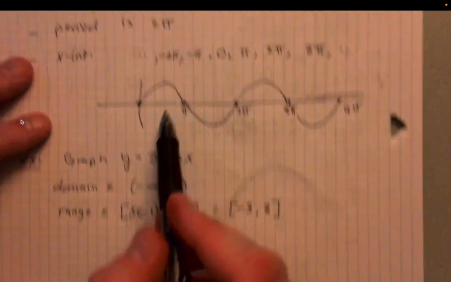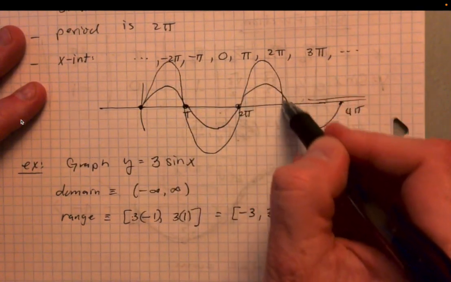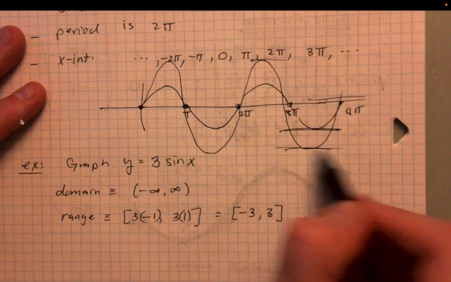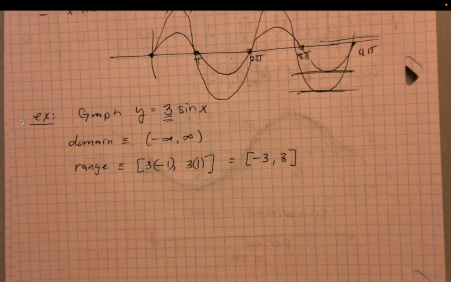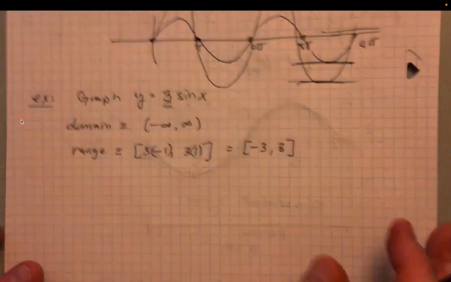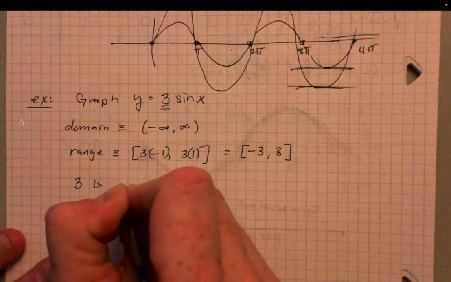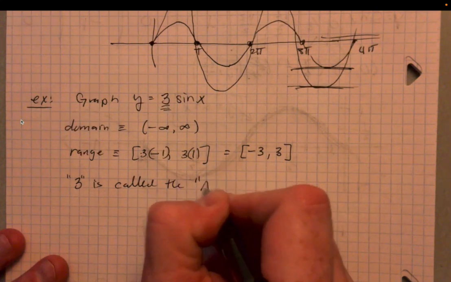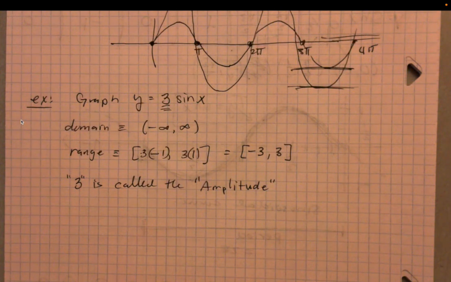So it's like we've taken this thing here and we're stretching it. It's going to be stretched out further, right? So normally it would only go to there, but now it's getting stretched further. Okay, and that's the effect that this 3 has on it. It stretches it vertically. So the 3 here is actually called the amplitude. So in this case, 3 is called the amplitude. It's called the amplitude of the function, right? And we'll come back to this in a moment, right?